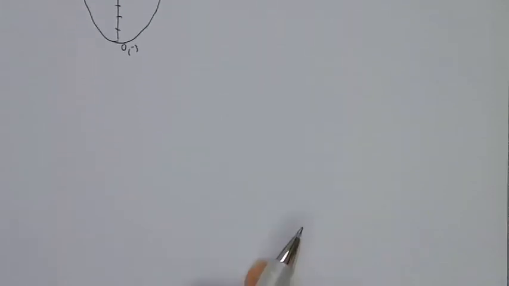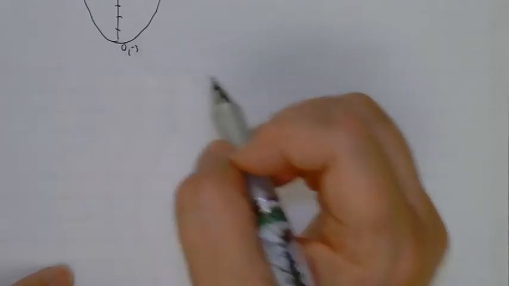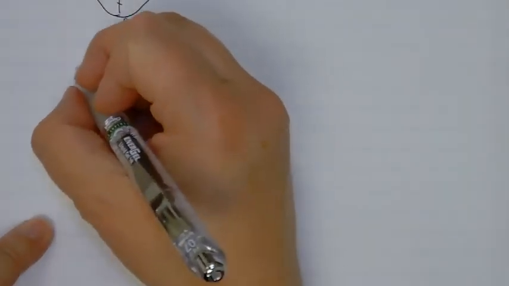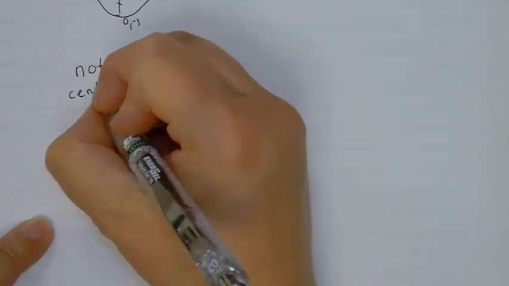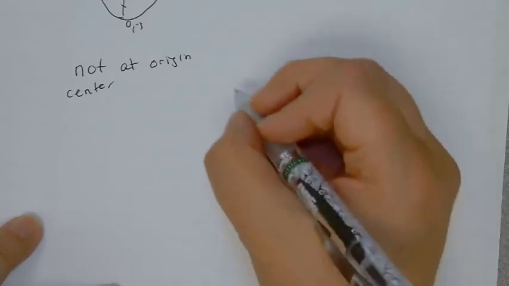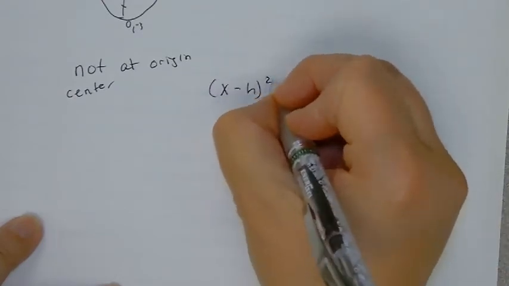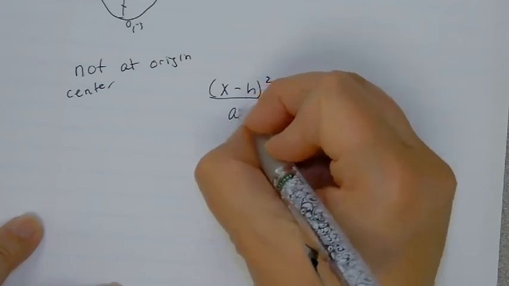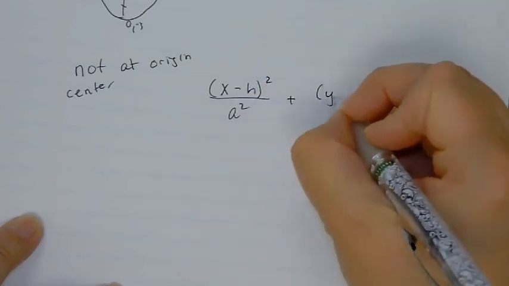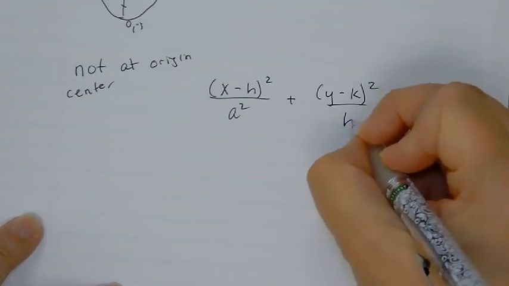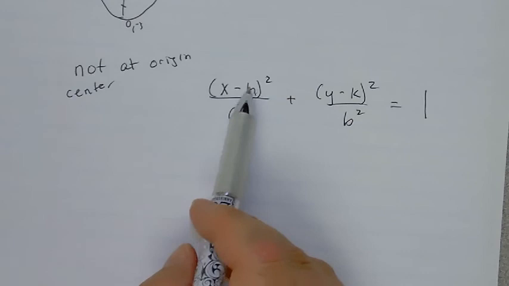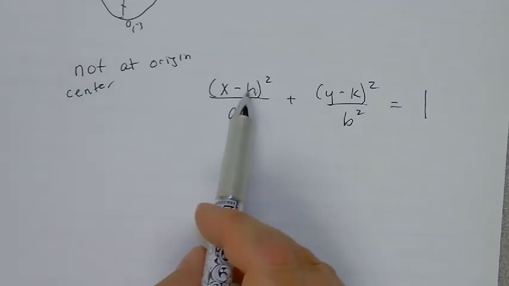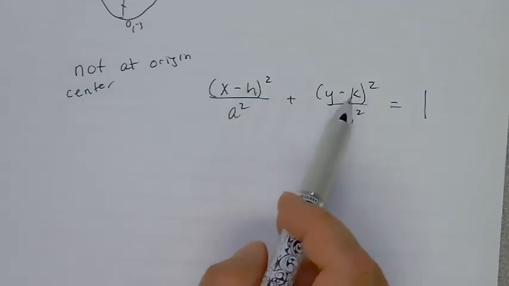So what happens if this ellipse is not at the center? And this is going to happen a lot on your project. If the center is not at the origin, then standard form looks like this: x minus h squared over a squared plus y minus k squared over b squared equals 1. And remember, this is going to be how far you move in the left or right direction based off of the sign, and it's the opposite sign.